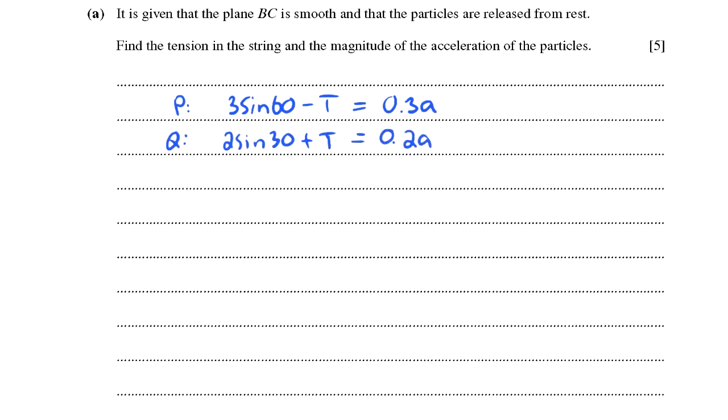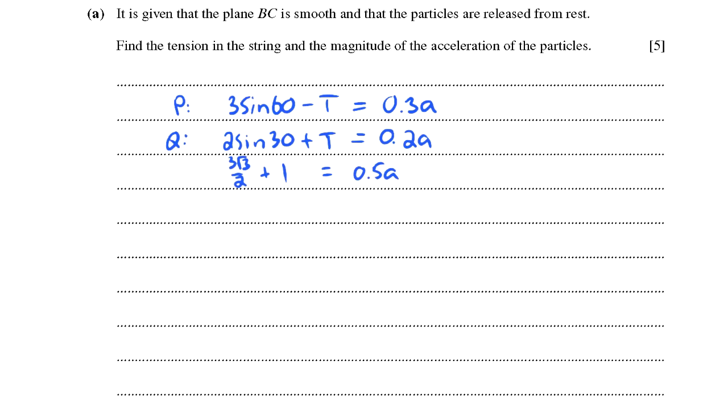Right, these are really nice equations because we have a minus T and a plus T. So if we just add the 2 equations, we'll eliminate the variable T and we're just left with the acceleration. The sine of 60 is root 3 on 2, and the sine of 30 is a half. All right, so when we add that together, we will get 3 root 3 on 2, plus a half of 2 is just 1, and that equals 0.5a, or 0.5a is a half of a.